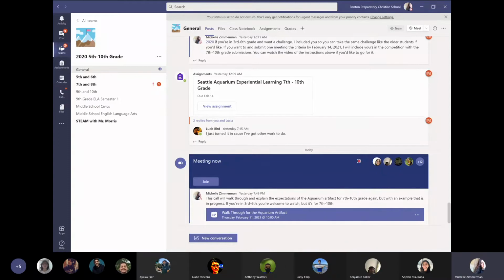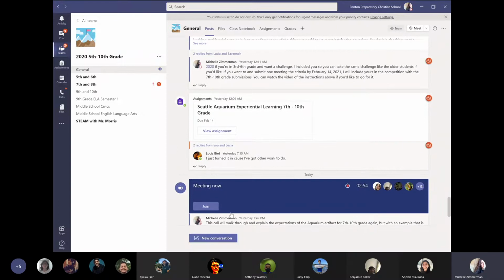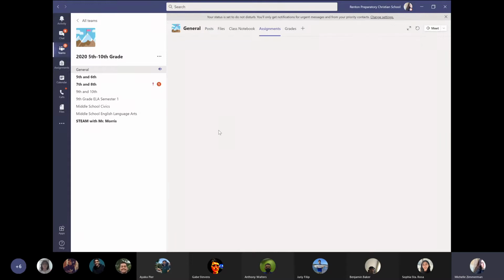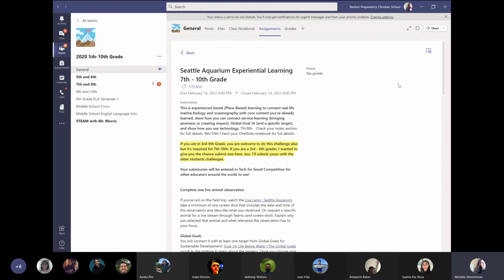So, several places that you can go to find the information again. First place is the Seattle Aquarium Experiential Learning, 7th through 10th grade. You tap View the Assignment, just like you always do for assignments. You'll find the information here. You go to Student View so you can see that. This has the overview of the information, but just not the examples.